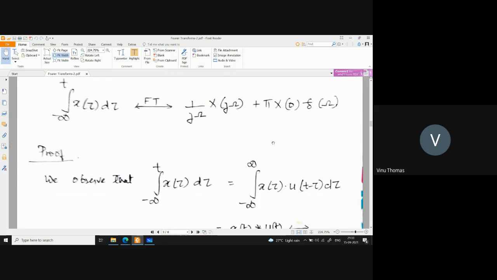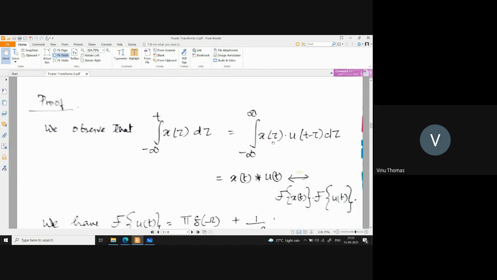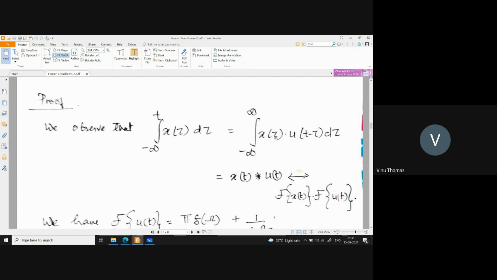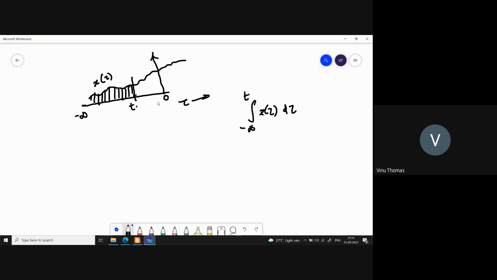So the proof is again very simple, observing that the integral from minus infinity to t of x of tau d tau is equal to the integral from minus infinity to plus infinity of x of tau into u of t minus tau d tau. Why? Because you can write u of t minus tau: if this is tau, u of t minus tau would be this function, if this is t.